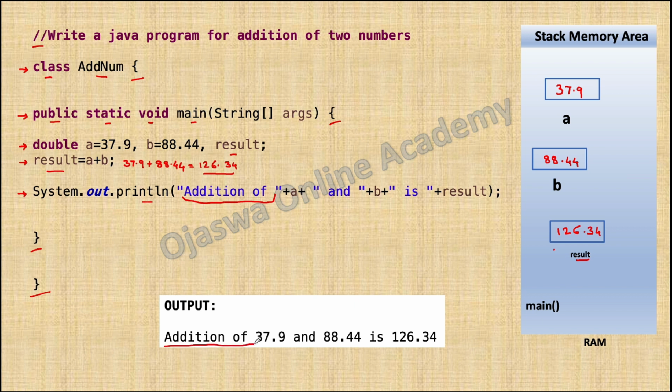Addition of space. Variable a will retrieve its value, that is 37.9, and this value will be printed to the console, plus this text, space and space. This will be printed as it is to the console. Variable b will retrieve its value, that is 88.44, and it will be printed to the console. Then this text, space is space. This will be printed as it is to the console, and variable result will retrieve its value, that is 126.34, which will be printed to the console, and you get this output.